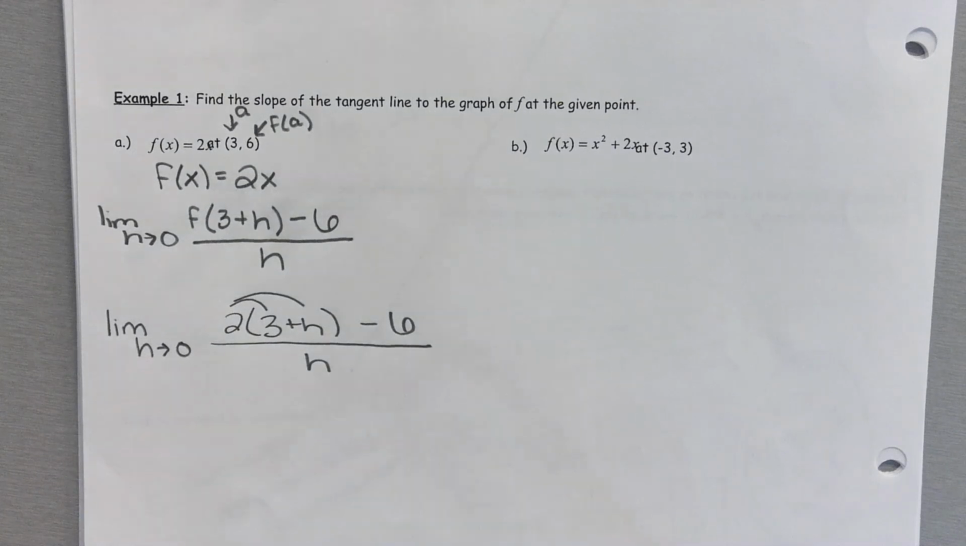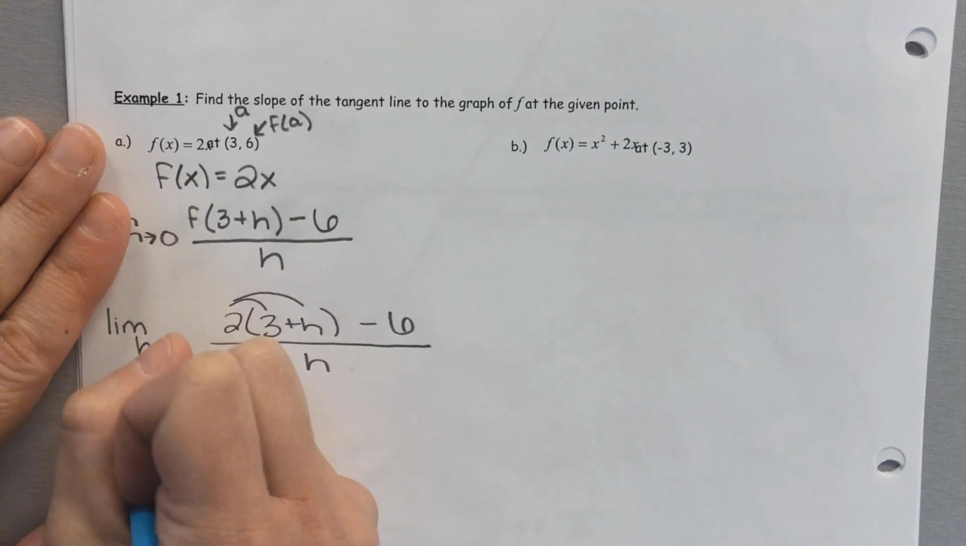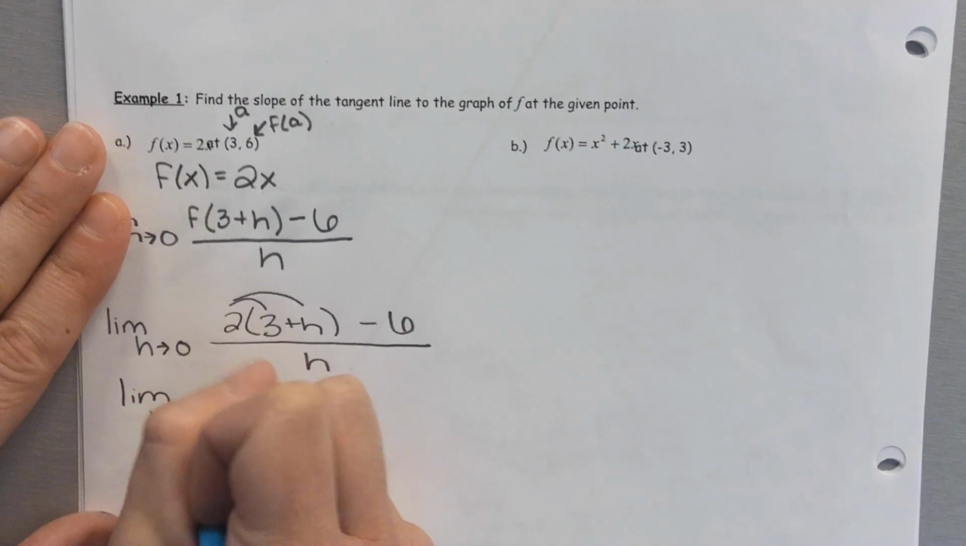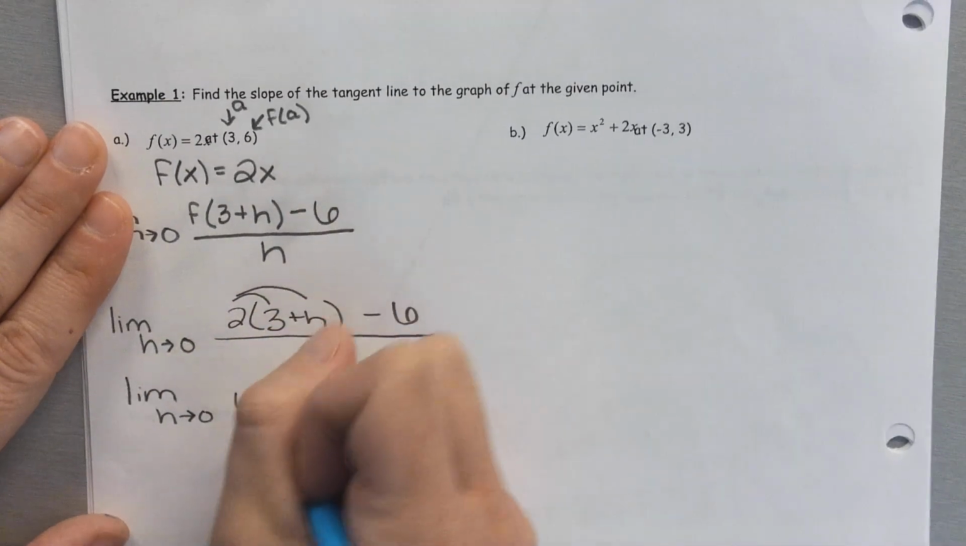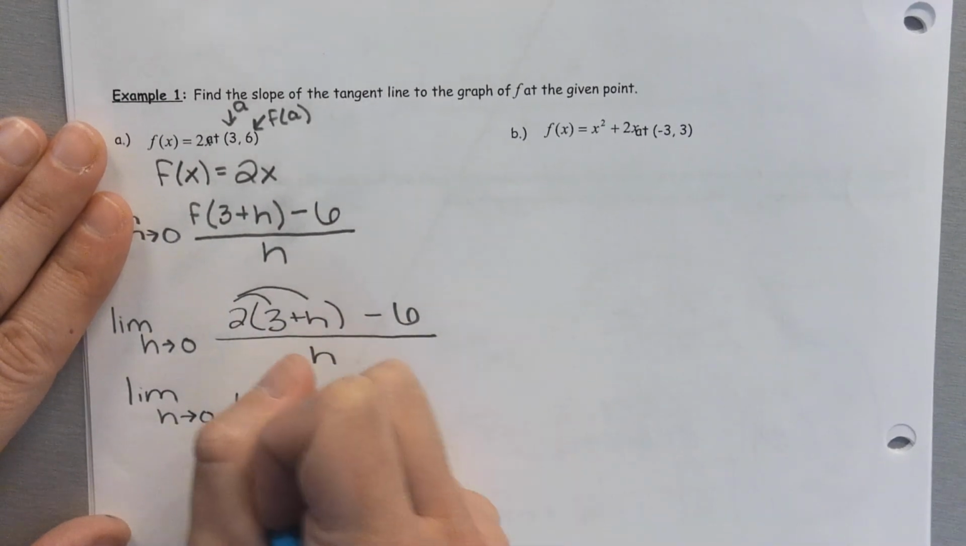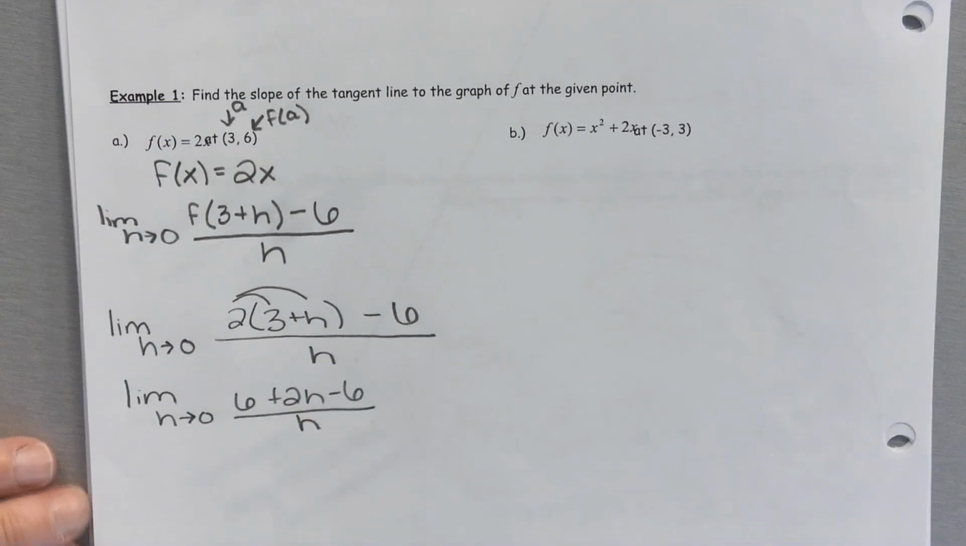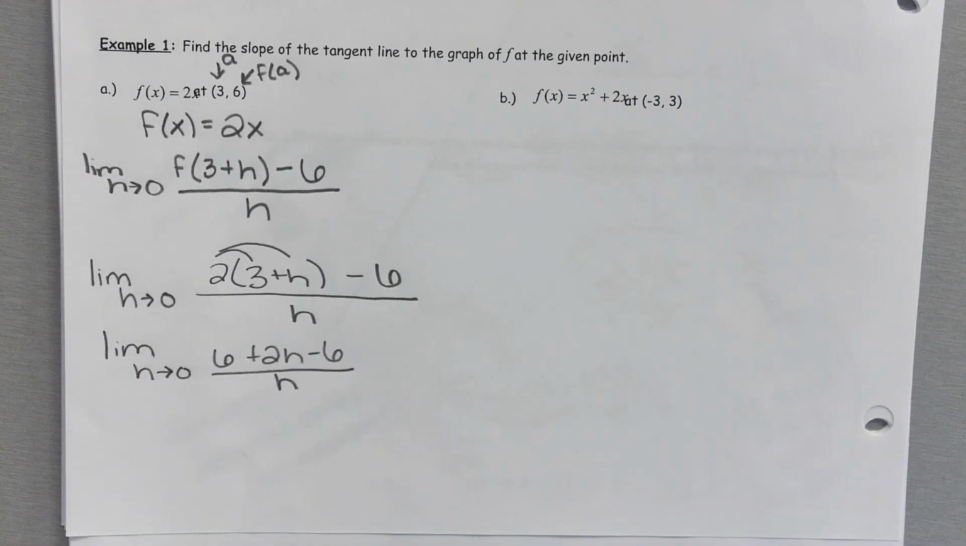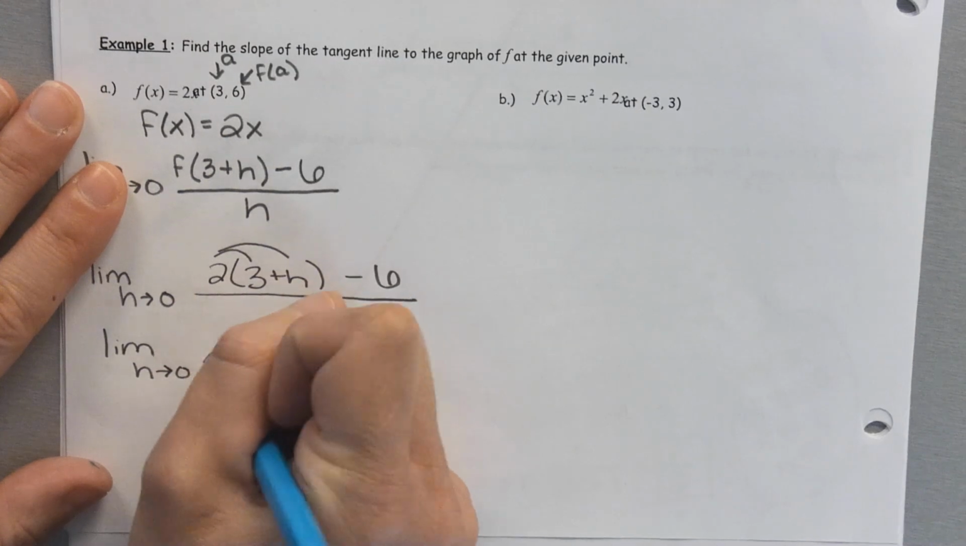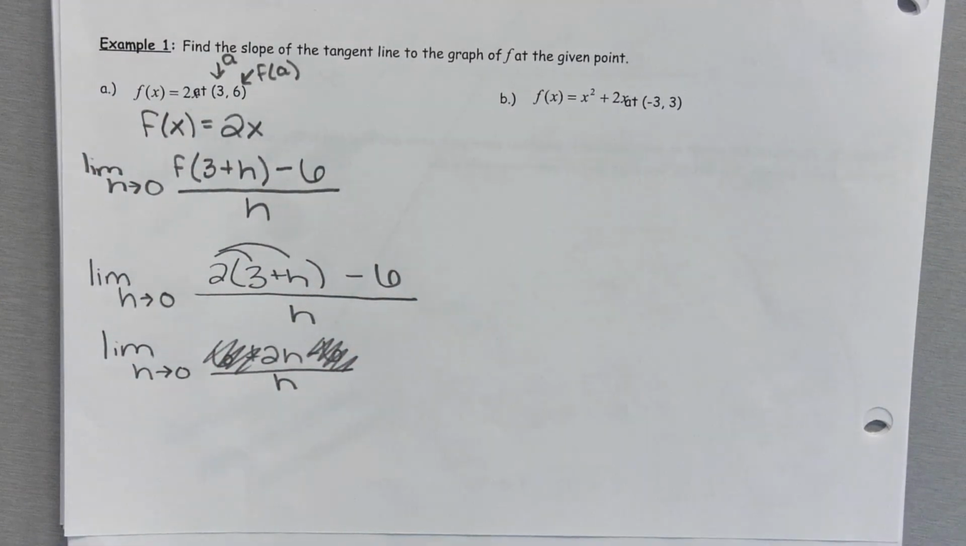All right. Okay, let's continue messing with this and kind of multiplying it out so we might be able to get to a point where we can plug in 0. So I'm going to distribute my 2. So the limit as h approaches 0, 2 times 3 is 6, plus 2h minus 6 all over h. What happens with my 6's? They cancel because I have a positive and a negative. So basically what I have is 2h over h. So again, think about it. Can I plug it in now? Still no. Bummer. Okay. So what do you notice about this fraction, though? Is there something I can simplify if I just have 2h over h?